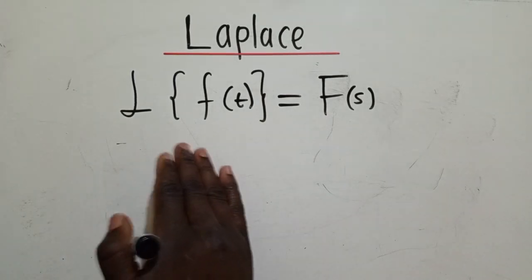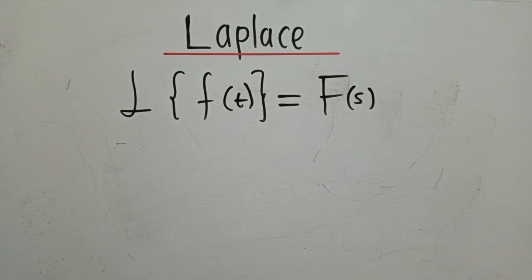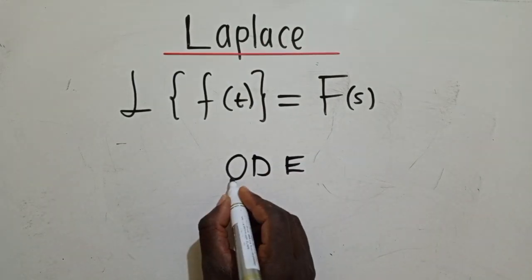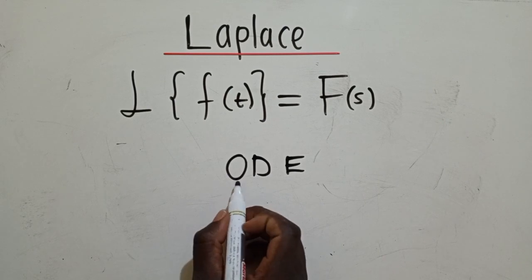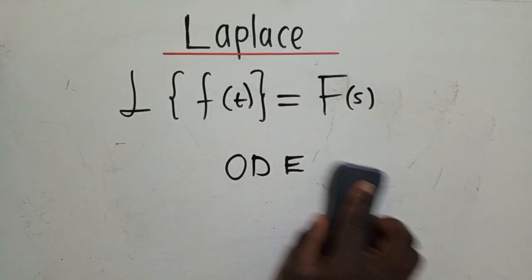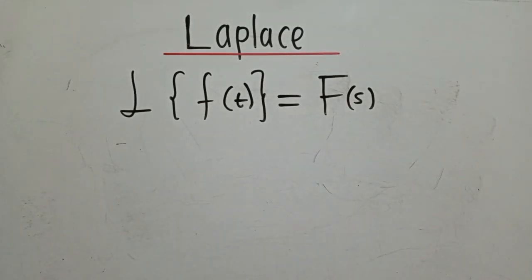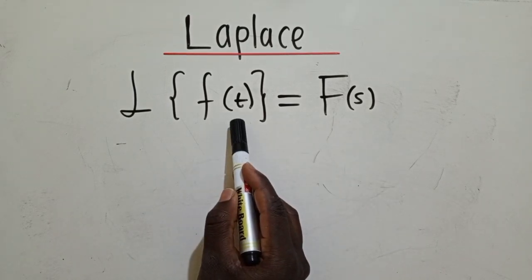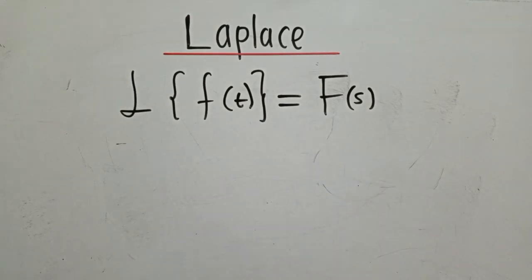Okay, so this is Laplace. Laplace is the name of a French mathematician. This French mathematician came up with an idea of converting some complicated ODEs. When we say ODE, we are simply talking about ordinary differential equations. He discovered that there were some ordinary differential equations which were complicated, so he said we must convert them to a new function. You can see this is a function which is being converted to a new function, this one.